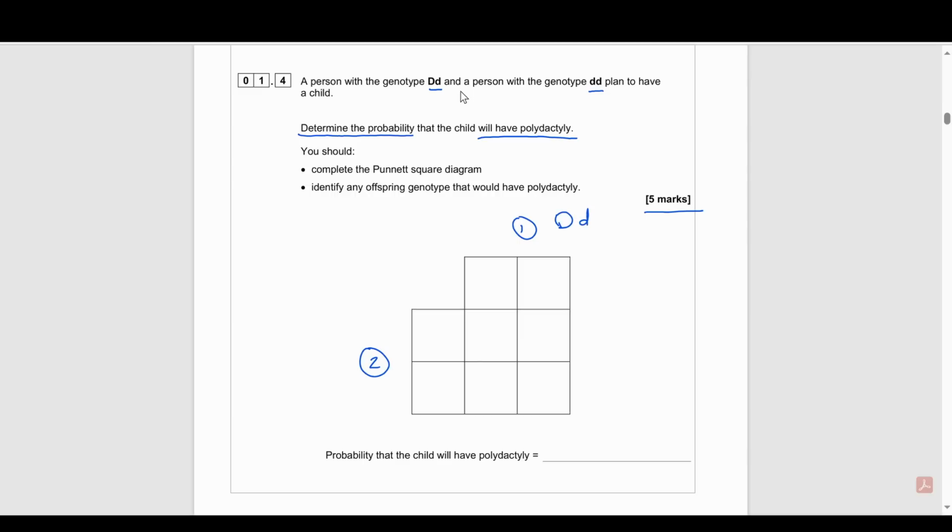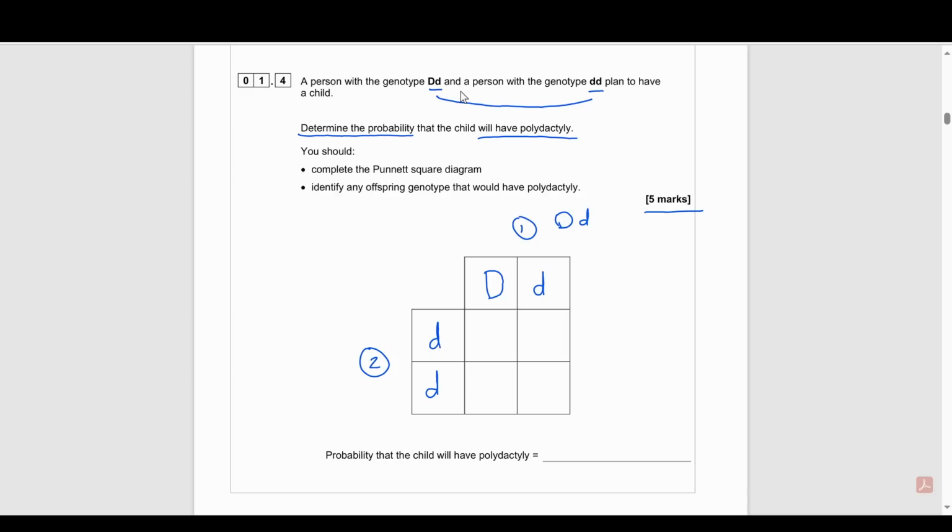But when we're looking at the parents now, because these two genotypes are from the parents, we need to separate them in the boxes. So separating the genotype for the first parent is going to be capital D in this box and lowercase d in this box. We're going to do the same thing, but for the other parent now. So it'll be lowercase d in this box, and again lowercase d in the second box.